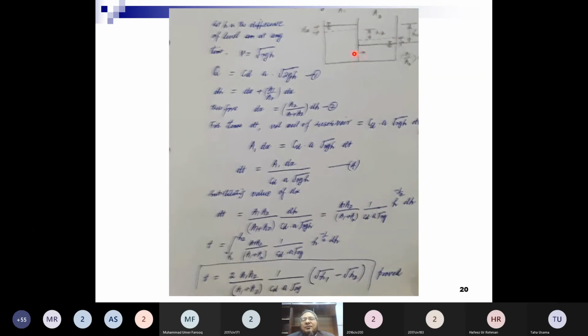Then what would be the velocity of flow through the orifice? That is root of 2gh. Then what would be the discharge? CDA root of 2gh. This is equation number 1. And we know that dh, which is the change in head, would be dx plus area 1 over area 2 into dx. ये नीचे आएगा, ये ऊपर जाएगा, दोनों को जमा कर लें, that is the change in head.